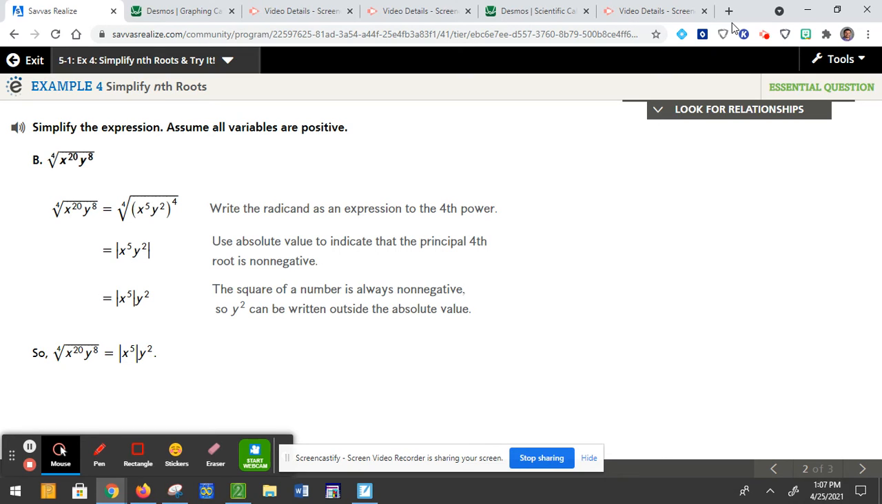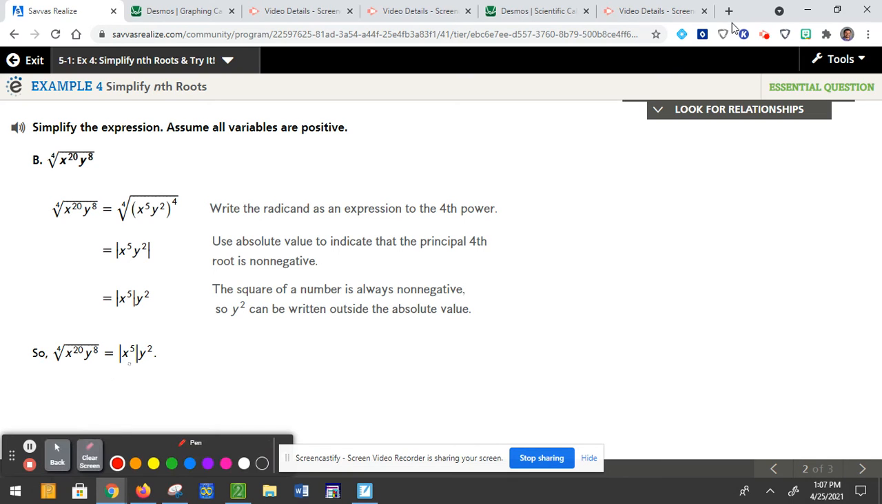The reason why you have to do that is because when the index is even, you have to guarantee that what you're getting is the principal root, which is positive. Okay, so when you actually look at it, they're putting absolute value bars only around the x to the fifth. The reason for that is because y squared already is guaranteed to be even.